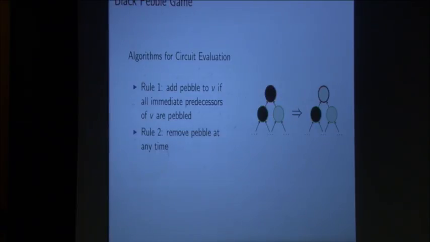The second rule is to remove a pebble. You can remove a pebble at any time, regardless of whether its immediate predecessors are pebbled. You can remove a pebble at any time. So you repeatedly apply these two rules to add pebbles and remove pebbles. And the goal of the game is to place a pebble at the sink of the graph. And you want to use as few pebbles as possible.